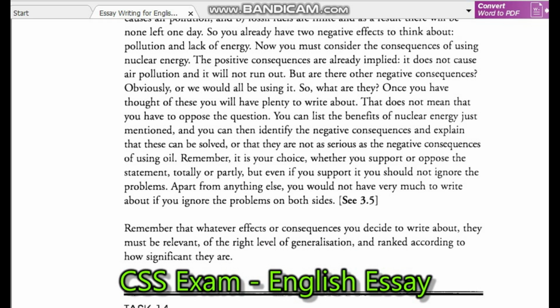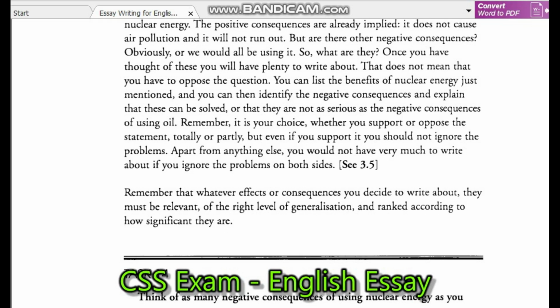Now you must consider the consequences of using nuclear energy. The positive consequences are already implied. It does not cause air pollution and it will not run out. But are there other negative consequences? Obviously, we would all be using it. So, what are they? Once you have thought of these, you will have plenty to write about.